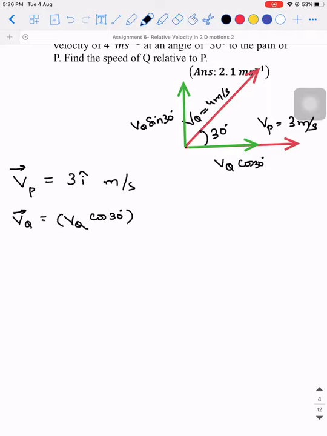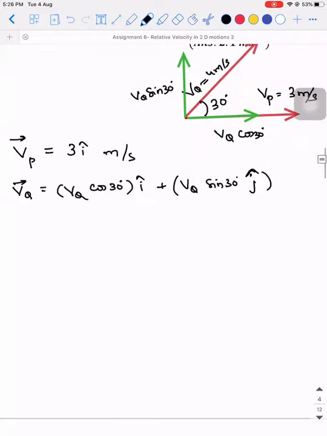Positive x-axis, it is the x direction. So VQ cos 30 degrees i cap plus VQ sin 30 degrees, which is in the direction of j. Is it clear? VQ is 4, cos 30 is root 3 by 2 i cap, plus VQ is again 4, sin 30 is half j cap.